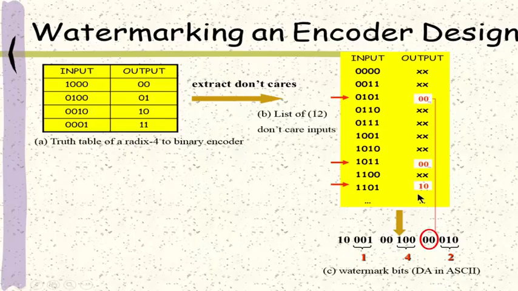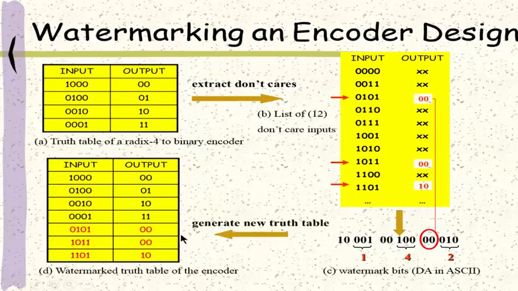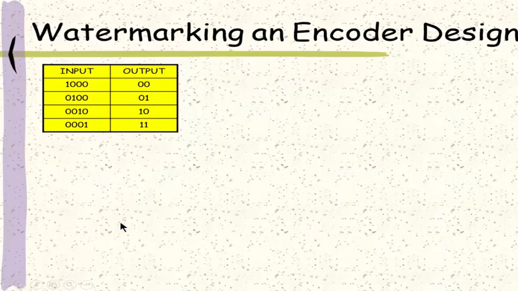So now we have successfully converted this 15-bit watermark into 3 pairs of input and output, and we added them into the original truth table, and then we got an augmented truth table, which we called the watermarked truth table. Now we will show how design will be conducted with the original truth table and the watermarked truth table.